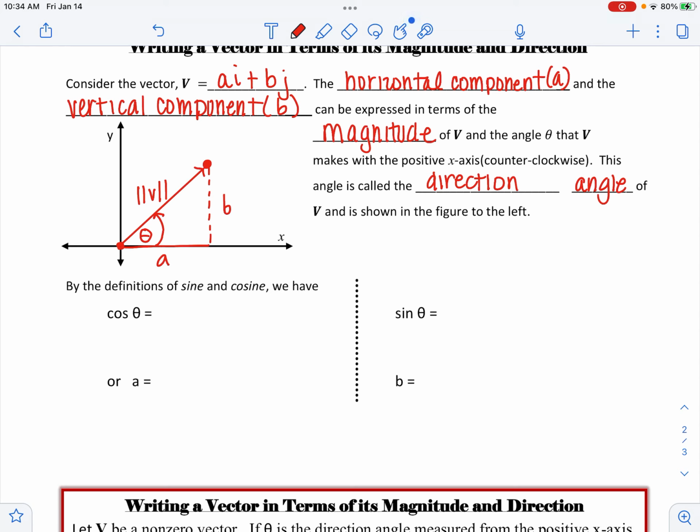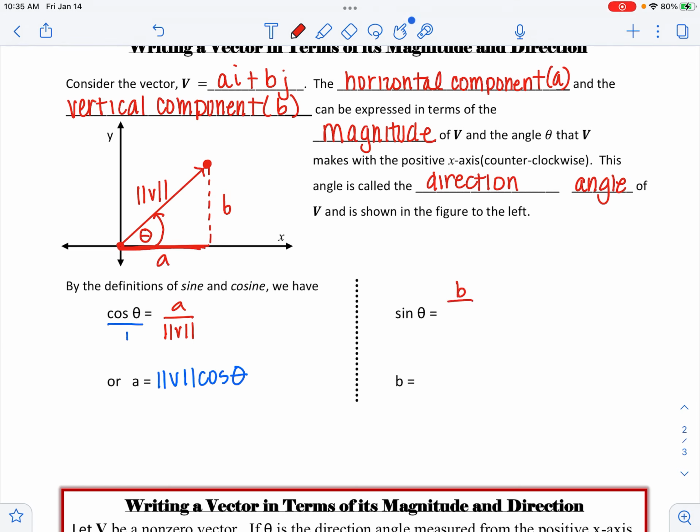All right, so it says by the definition of sine and cosine, we know that the cosine of theta is equal to adjacent over hypotenuse. So if I do the adjacent side, which is A, over the hypotenuse, which is the magnitude of V, and then it says underneath it, A is equal to, so basically it wants us to solve this equation for A. So if we solve this equation for A, I can put this over 1 and cross multiply to do that. And I get A equals the magnitude times the cosine of theta. So A is the same thing as the magnitude times the cosine of that angle. So if I know the magnitude and the cosine of that angle, I can get A.